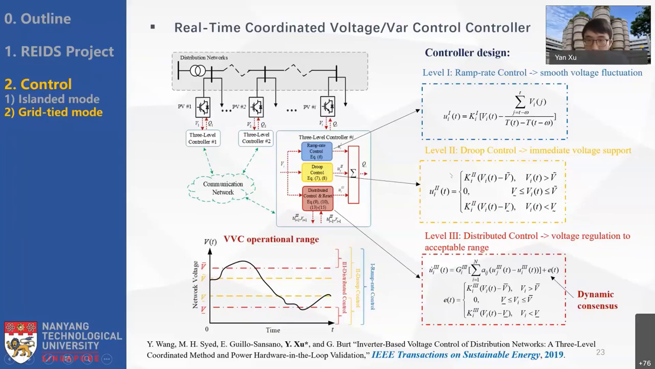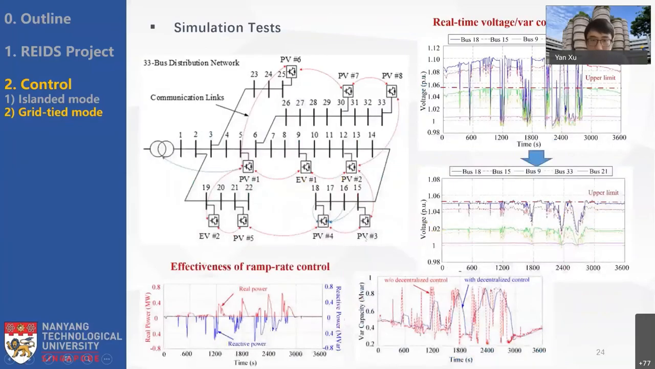A second level is the droop control, which is to provide immediate reactive power support in response to a voltage fluctuation. While the third level is in a distributed control manner. Basically, the different inverters will communicate with each other through neighbor communication. Then they collectively provide the reactive power support to restore the voltage magnitude.